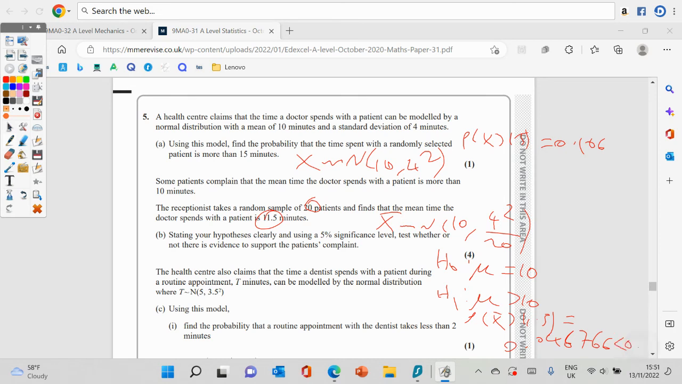Now, this is less than 0.05, the significance level that we're testing. So, there is evidence to suggest that the complaint is indeed correct. Okay, giving it in context of the question every single time.